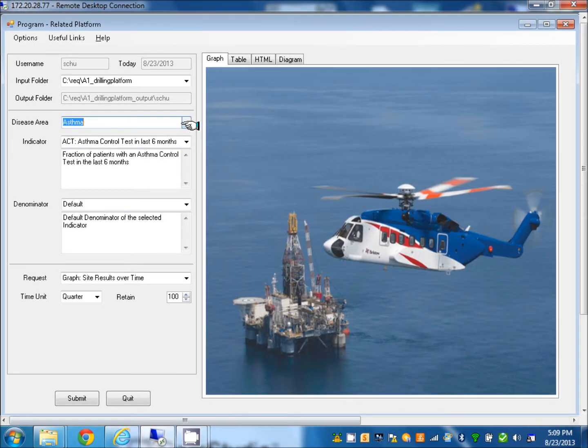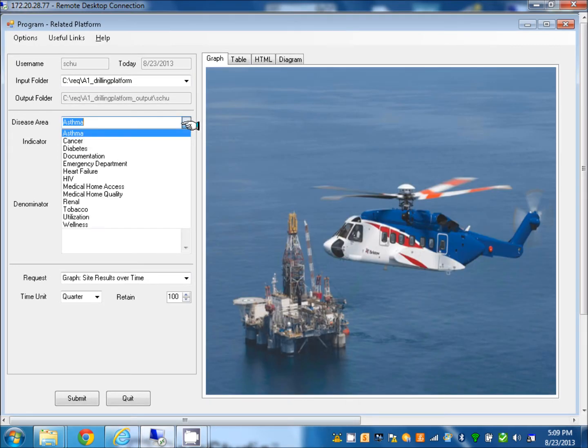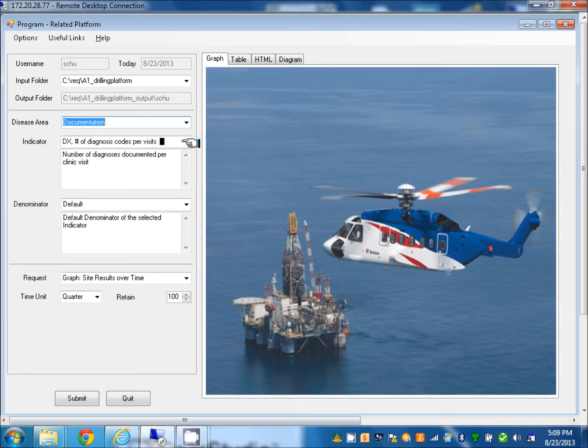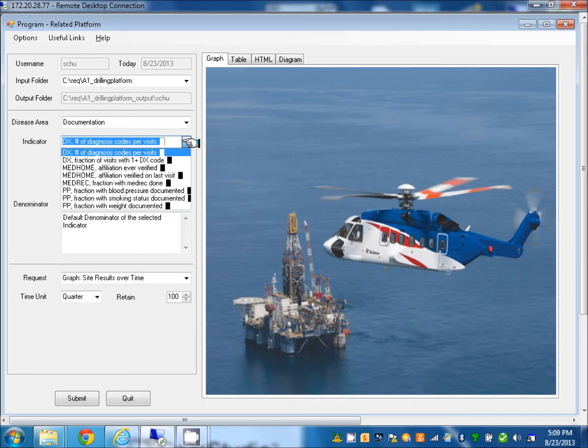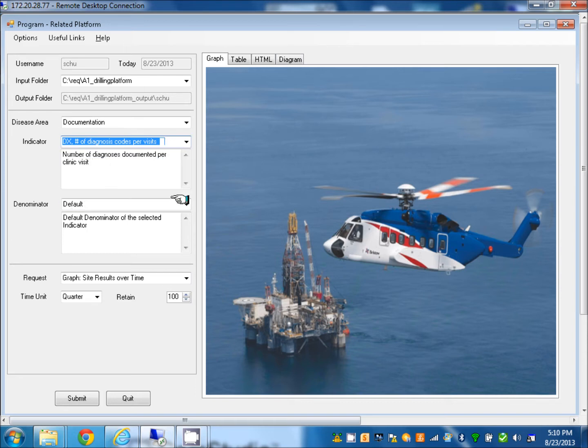In addition to chronic disease measure sets, the drilling platform has several other types of measures. The documentation set includes measures pertaining to how frequently certain types of clinical information are being entered into the electronic medical record. For example, one measure shows the extent to which patient tobacco use status is being assessed and documented in the EMR.